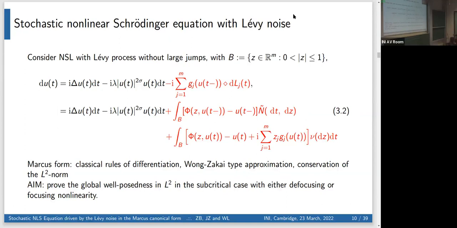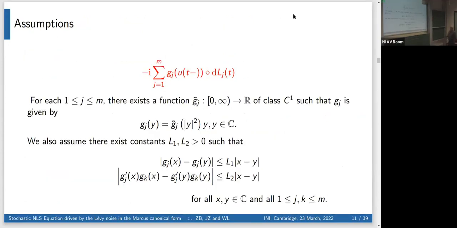So that is the equation we want to study. One can completely forget about this notation and say, we study this equation where phi was defined before. What we expect for this Marcus form equation is the classical rule of differentiation, the Wong-Zakai approximation, and the conservation of the L2 norm. Such things are well known in finite dimensions, so this is just an extension of this to the Schrödinger equation.